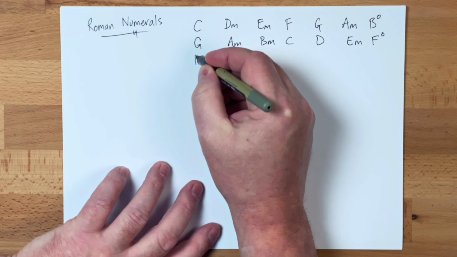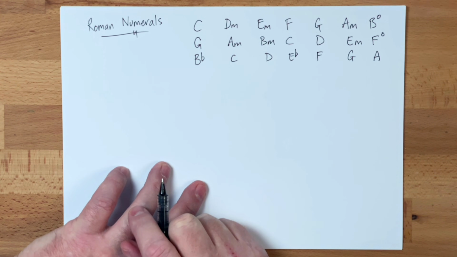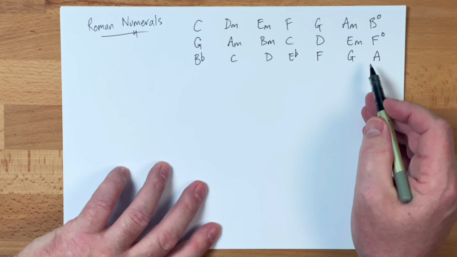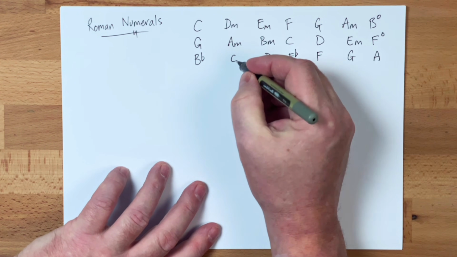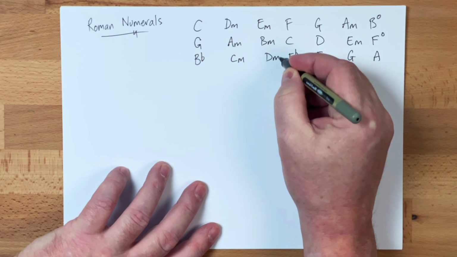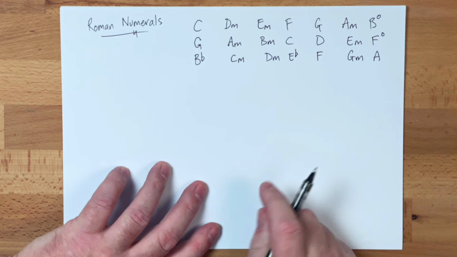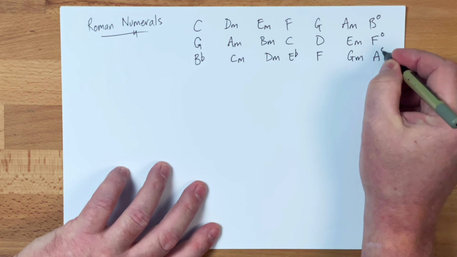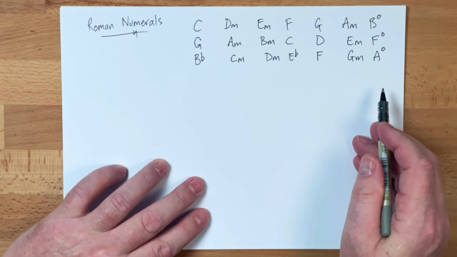Let me just do this in the key of B flat. So those are the notes for the key of B flat. All I need to do now is just add those little M's there that are telling me that those are minor chords, and then this is diminished. Now this is pretty cool to understand this.